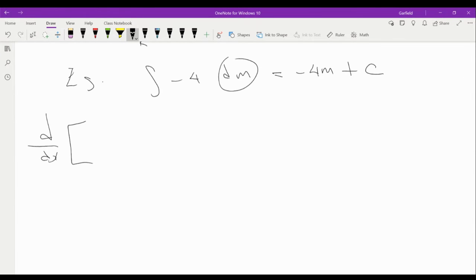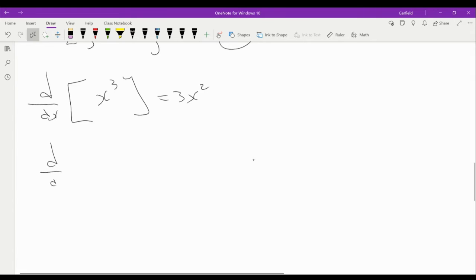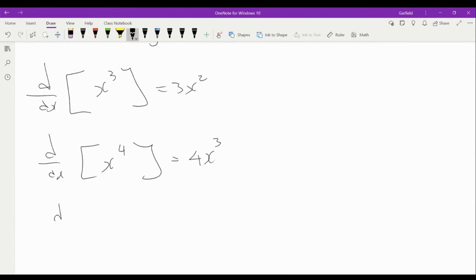So if we have d by dx of x to the third, what's the derivative of that? It's 3x squared. How about if we have d by dx of x to the fourth? 4x to the third. And look at one more. D by dx of x to the fifth. Five x to the fourth. Very good.